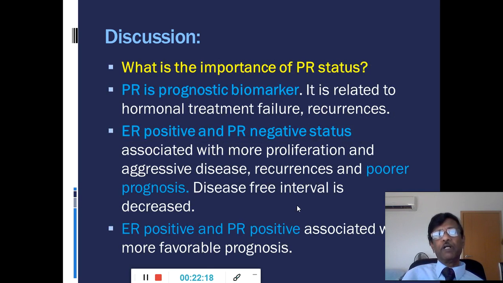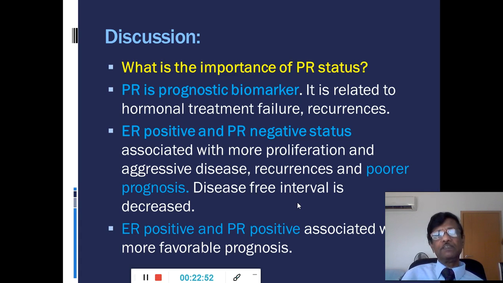What is the importance of PR status? PR, that is progesterone receptor, is a prognostic biomarker. It is related to hormonal treatment failure or recurrences. ER positive and PR negative status is associated with more proliferation and aggressive disease, recurrences and a poorer prognosis.